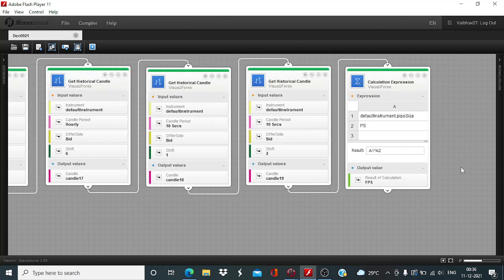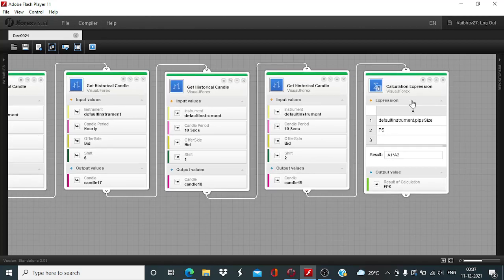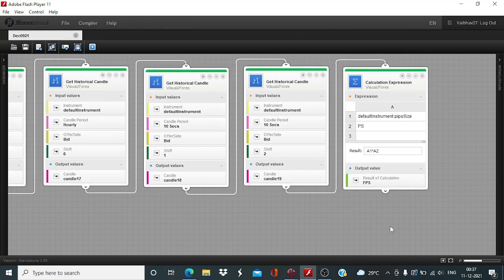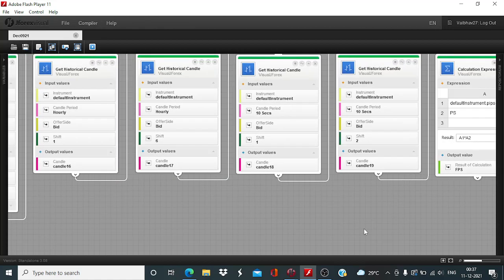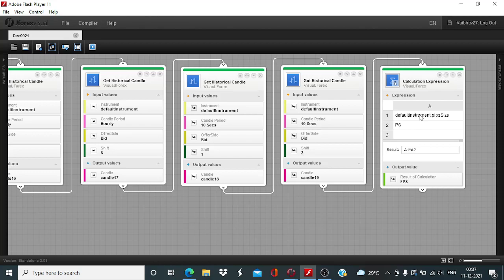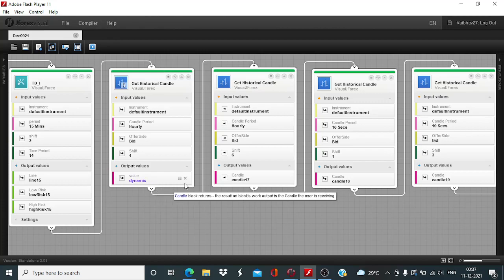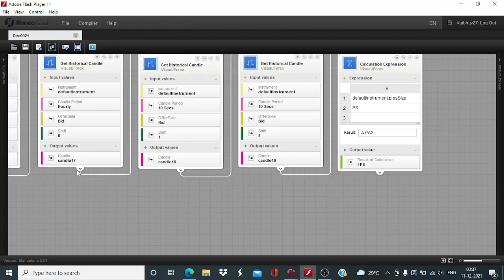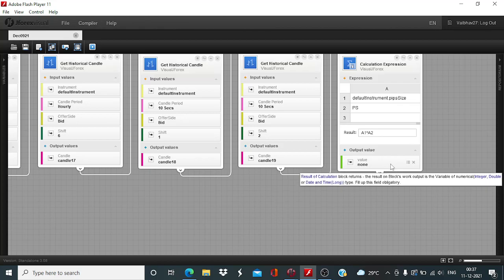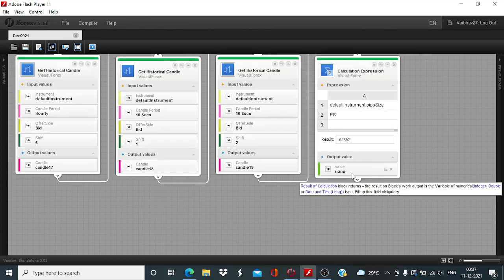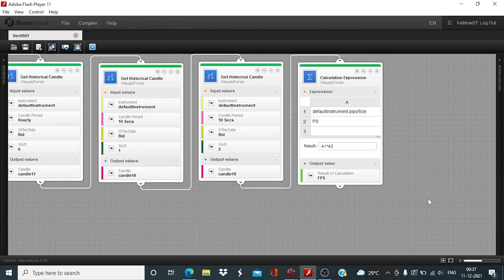This calculation expression was added last time around to calculate the difference, which will be the desired requirement between the low of last hour and the low of 6 hours back. Now, first thing we will do is get another calculation expression block, and we will calculate the difference between the low of the candle 16 and candle 17, which will then be compared with the minimum requirement of 15 pips. It should be within 15 pips, not more than that.